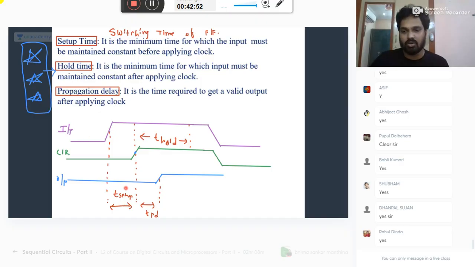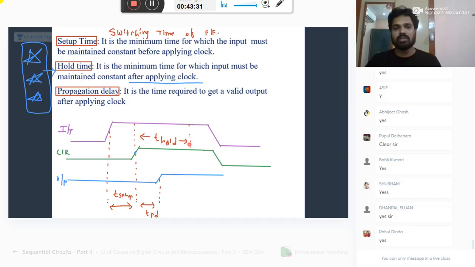So your exam is at 10 o'clock. You may be allowed into the room by 9:55 or something like that. Your clock is coming here, but your input should come a little earlier than your clock. This is what we call setup. Setup is to set up the system to make your input ready to read the input. And after applying the clock also, you should not remove the input immediately. You should keep it for a minimum amount of time called hold time. It is the minimum time for which the input must be maintained constant after applying clock. Here everything is with respect to clock only. This also with respect to clock, this also with respect to clock.